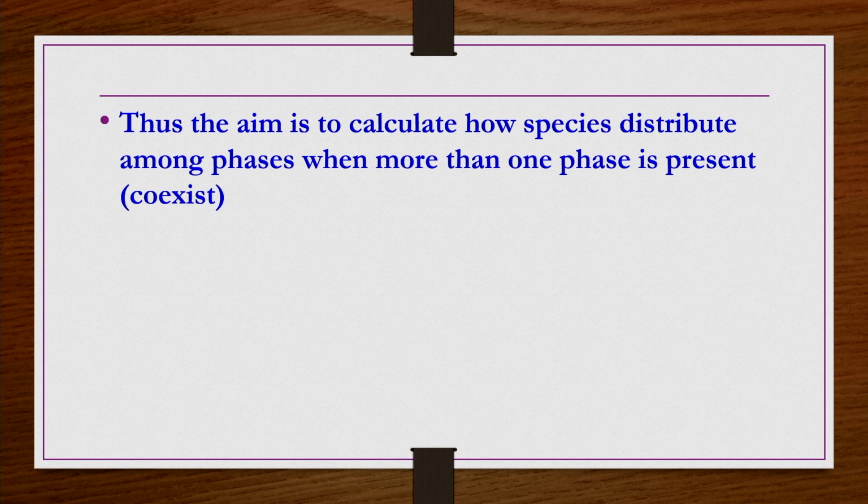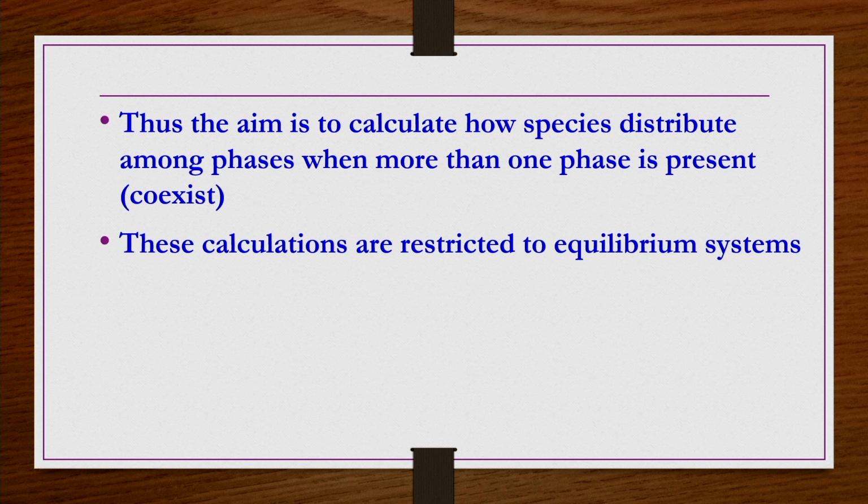In the chemical equilibrium case, there is no such measurable thermodynamic property which represents the chemical equilibrium. We call it chemical potential, but what is that chemical potential? That is unmeasurable. So, there should be a relation between this unmeasurable chemical potential and other properties like temperature, pressure, composition, etc. Those are the things we have to do. The aim is to calculate how species distribute among phases when more than one phase is present or coexist.